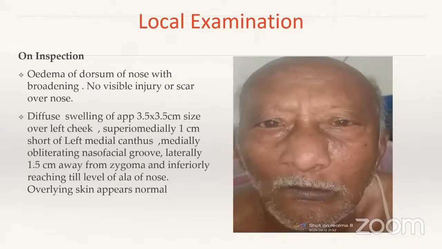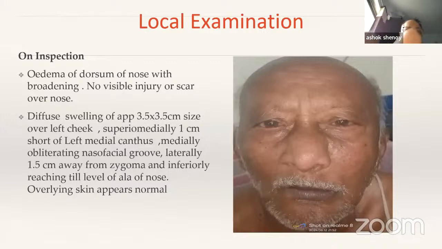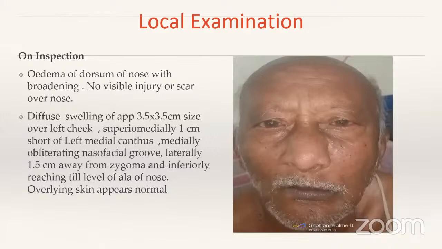Sir, local examination. This is the picture of the patient, sir. On inspection, there is an edema over the dorsum of the nose, sir. No visible injury or scar. There is a diffuse swelling of approximately 3.5 into 3.5 centimeter over the left cheek region. Superomedially, about 1 centimeter short of the left medial canthus. Medially obliterating the nasomaxillary groove. Laterally, 1.5 to 2 centimeter short of the zygoma. And inferiorly reaching the level of the ala of the nose. The overlying skin appears normal, sir.